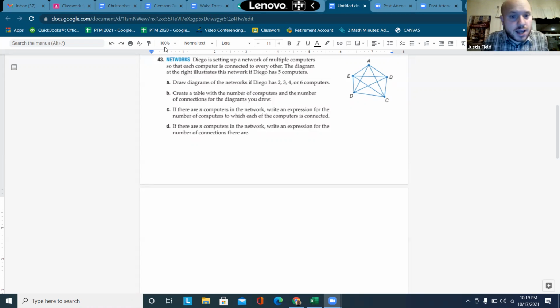Okay, create a table with the number of computers and the number of connections for the diagrams you drew. If there are n computers in the network, write an expression for the number of computers to which each is connected. If there are n computers in the network, write an expression for the number of connections there are. Oh man, this is a doozy, isn't it? All right, let's do it. This is a good question.